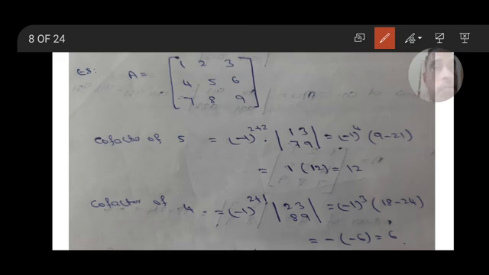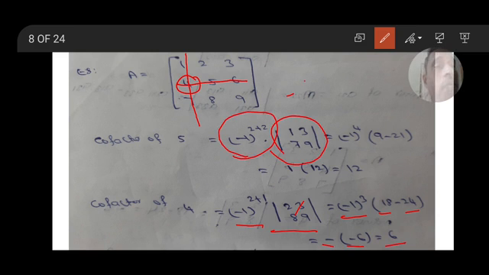Next example, the cofactor of 4. This 4. So (-1) to the power of second row, first column, 2 plus 1, into its minor. Delete the row and column: 2, 3, 8, 9. (-1) to the power of 2 plus 1 means (-1) cubed. ad minus bc: 2 into 9 is 18, 3 into 8 is 24. So (-1) cubed means minus, 18 minus 24 means minus 6, minus of minus 6 is plus 6. For the cofactor, we have to multiply the minor with the value (-1) to the power of i plus j, which is either plus 1 or minus 1.